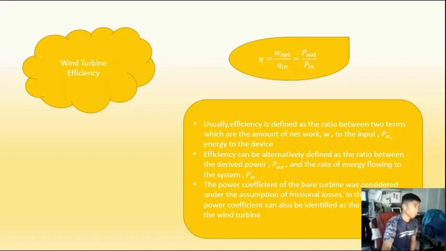Next is wind turbine efficiency. Here we can see the equation. Efficiency equals net work over energy in, equals energy out, power out over power in. Usually the efficiency is defined as the ratio between two terms which are the amount of net work to the input energy to the device. Efficiency can be alternatively defined as the ratio between the derived power P out and the rate of energy flowing in the system P in.